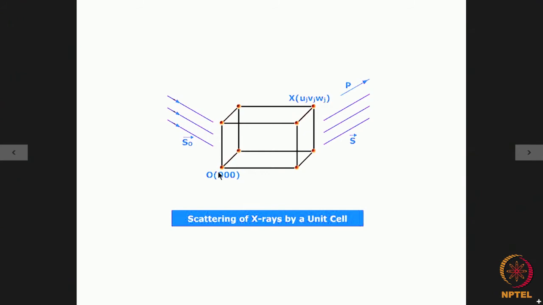Say, for example, we are talking about an atom here, which is our origin, and an atom over there. We take this as the origin, and say this is the jth atom in the unit cell. So, we first consider an atom at the origin, with fractional coordinates 0, 0, 0, and the jth atom, whose fractional coordinates are uj, vj, wj.